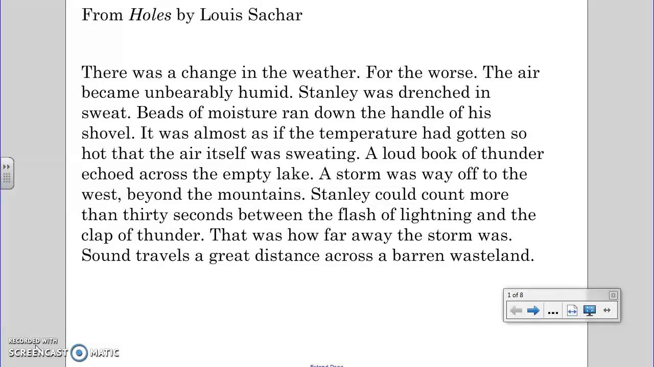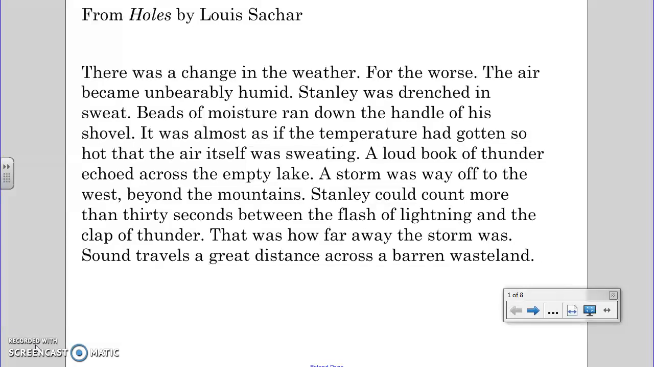So this is a section from the book Holes, and I'll read it for you. It says, "There was a change in the weather for the worse. The air became unbearably humid. Stanley was drenched in sweat. Beads of moisture ran down the handle of his shovel. It was almost as if the temperature had gotten so hot that the air itself was sweating.